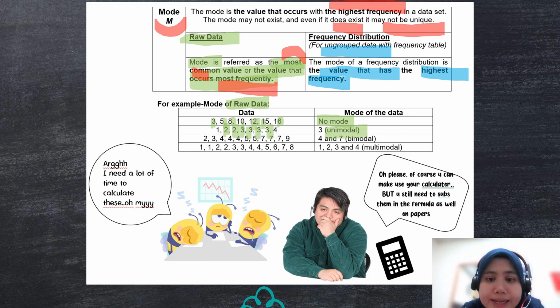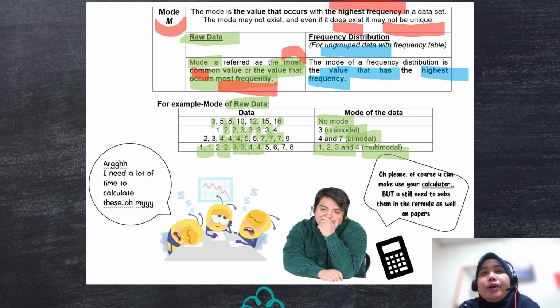Alright. Next one. We have 2, 3, 4, 4, 4, 5, 5, 7, 7, 7, 9. So here we have 4 and 7 as our mode. So it is bimodal, right? So two modes there. Next one we have 1, 1, 2, 2, 3, 3, 4, 4, 5, 6, 7, 8. As you can see, we have 1, 2, 3, and 4 as our mode. So it is multimodal. Alright, so that's how we notify our mode.